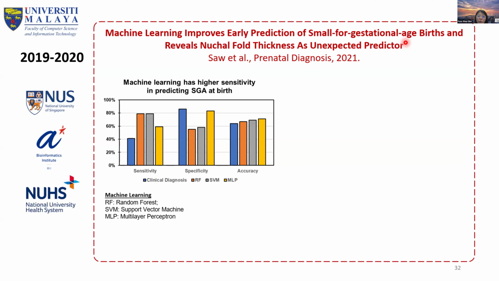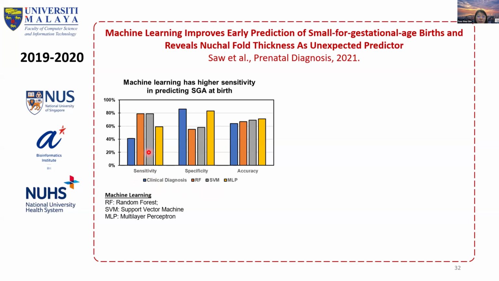So back in 2019, we started to think, what if we use machine learning to see whether we can do better in predicting SGA using the maternal information and also the fetal biometry measurements, which are the ultrasound measurements that we obtain from the ultrasound scans. You can see here we compare different machine learning models, random forest, support vector machine, and also MLP, multi-layer perceptrons, with the clinical diagnosis.